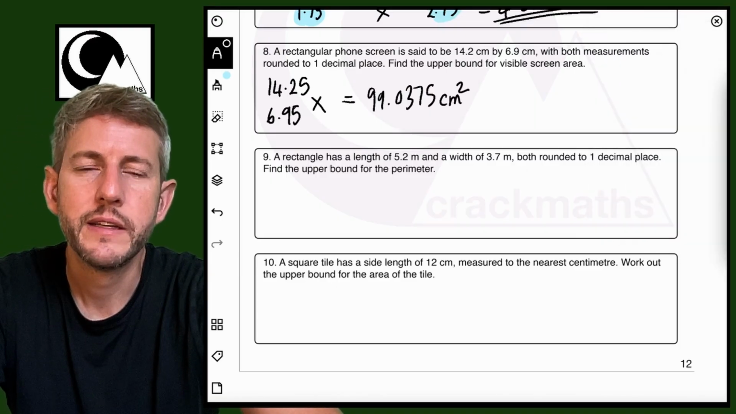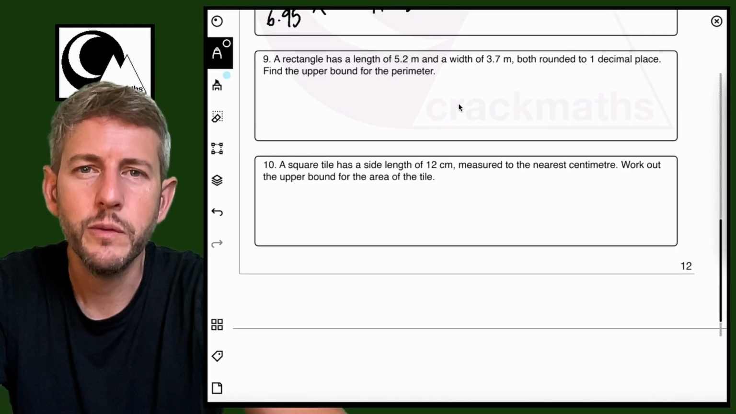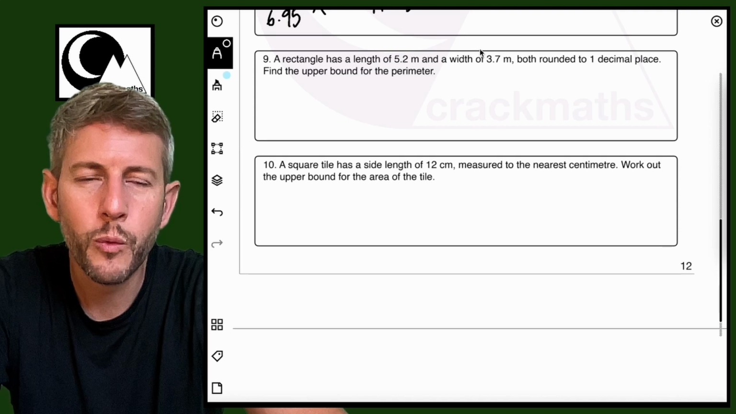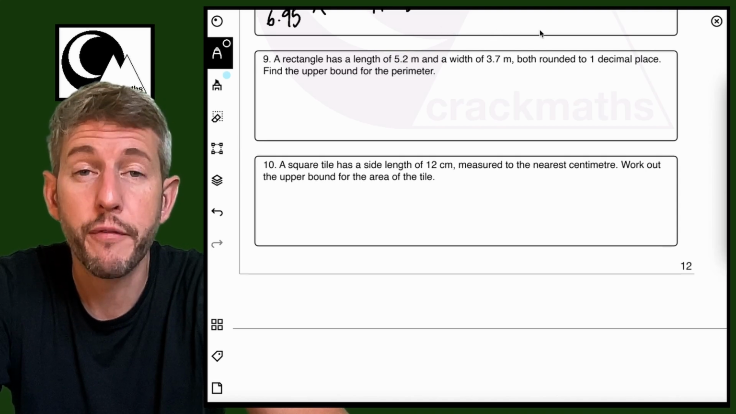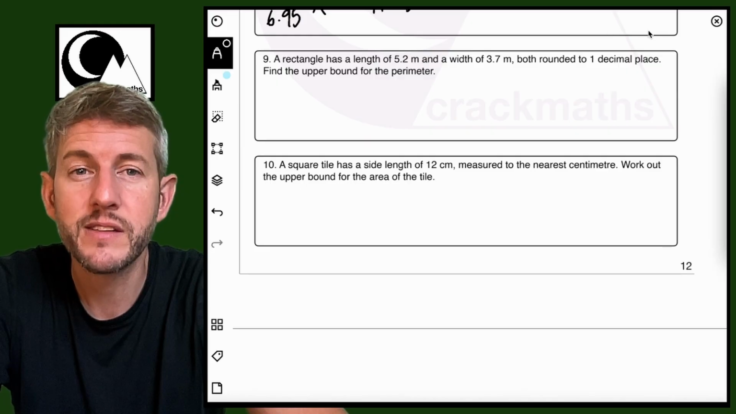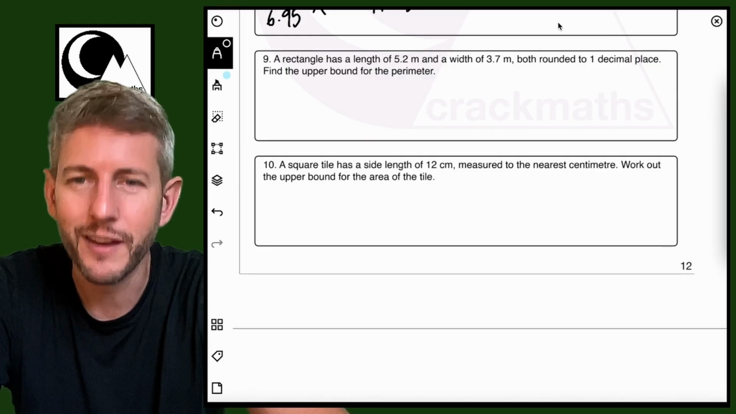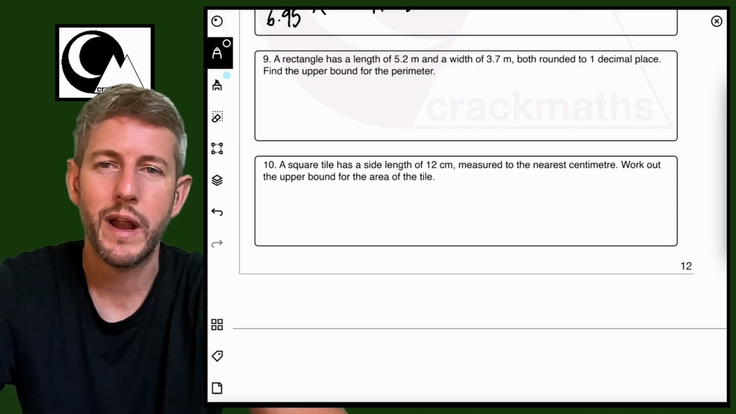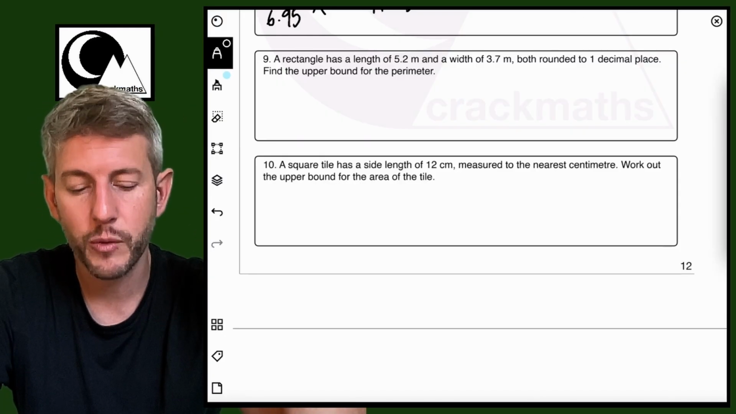Okay, right. So, question 9. A rectangle has a length, we've got a different word here, of 5.2 meters and a width of 3.7 meters, both rounded to 1 decimal place. Find the upper bound for the perimeter. Okay, so the perimeter is the distance around the shape. So in this case, it's going to be the length, add the length, add the width, add the width.